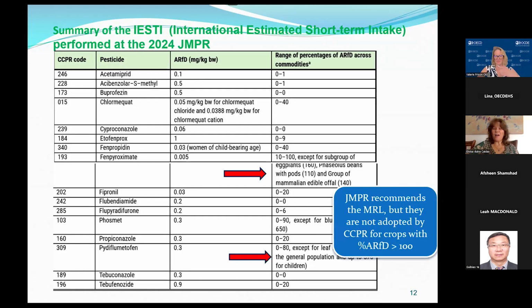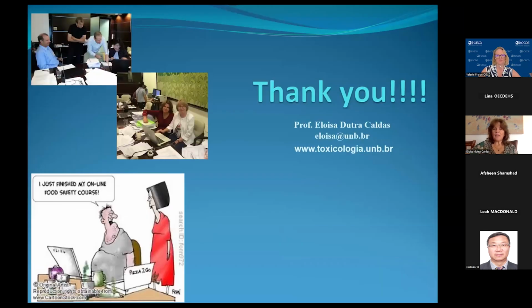Because the conclusion, oh, sorry. Yes, we did make the recommendation for MRL, for STMR, and HR, but they were not adopted by the CCPR for those crops here. So that's the difference. We are risk assessors, but it's up to the CCPR, which takes care of pesticide residues within the Codex system, to decide if they want to forward and adopt that recommendation. And in those cases, it didn't. So next slide, please. So that's it.